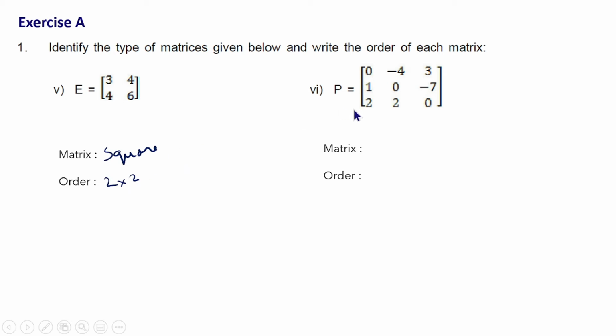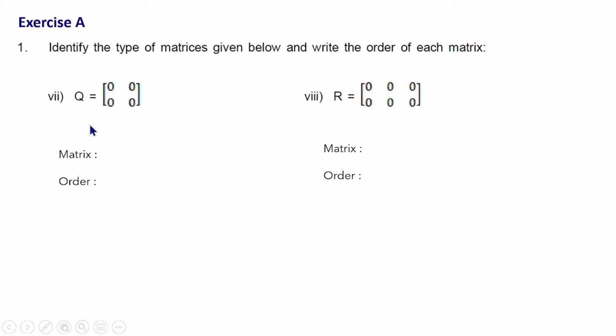Then the next question, P is equal to 0 minus 4 3 1 0 minus 7 2 2 0. Here the diagonal elements are 0, so we should not get confused. It is only a square matrix. If it were a diagonal matrix, then only the diagonal elements would be non-zero and all the other elements would be 0. Whereas here it is the other way around. So it is just a square matrix, and it has got 3 rows and 3 columns. So the order is 3 by 3.